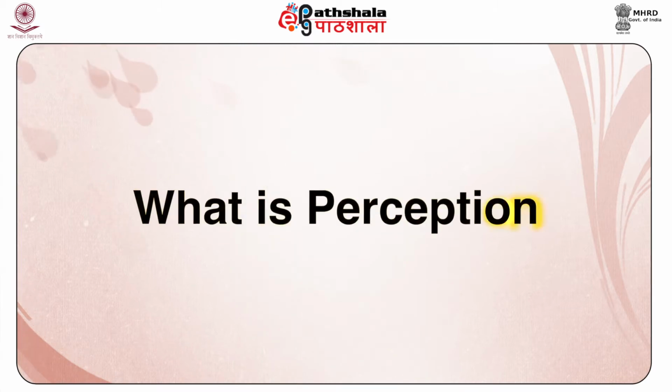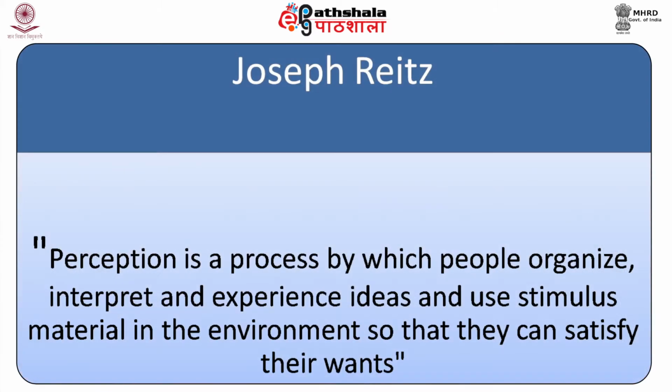In an organization, perception allows employees to interpret what they see and hear in the workforce effectively to make decisions, complete tasks and to act in an ethical manner. Now the next topic of discussion is, what is perception? The most famous definition of perception was given by Joseph Reitz, who says that perception is a process by which people organize, interpret and experience ideas and use stimulus material in the environment so that they can satisfy their wants.